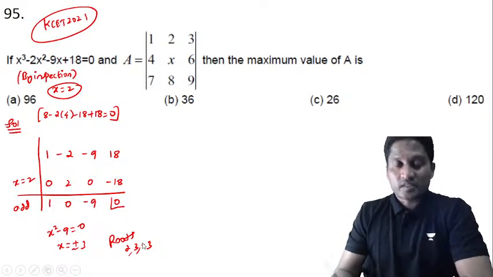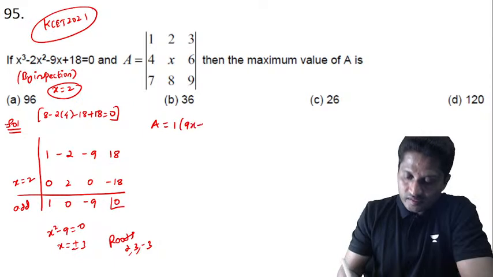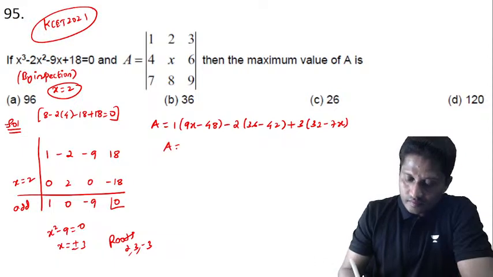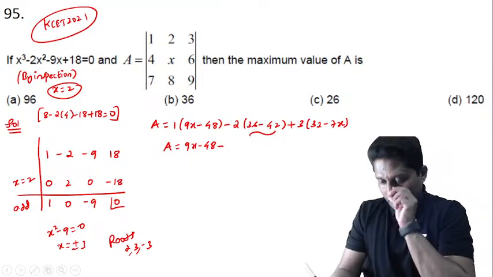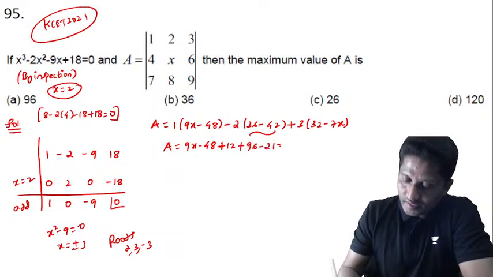Okay, now I should find the maximum value of this A. A is equal to 1 into 9x minus 48. Delete first row second column, 4 9 is 36 minus 42. Plus 3, delete first row last column, you get 32 minus 7x. You will get 9x minus 48. If it is minus 6, so this is plus 12. This is 96 minus 21x.